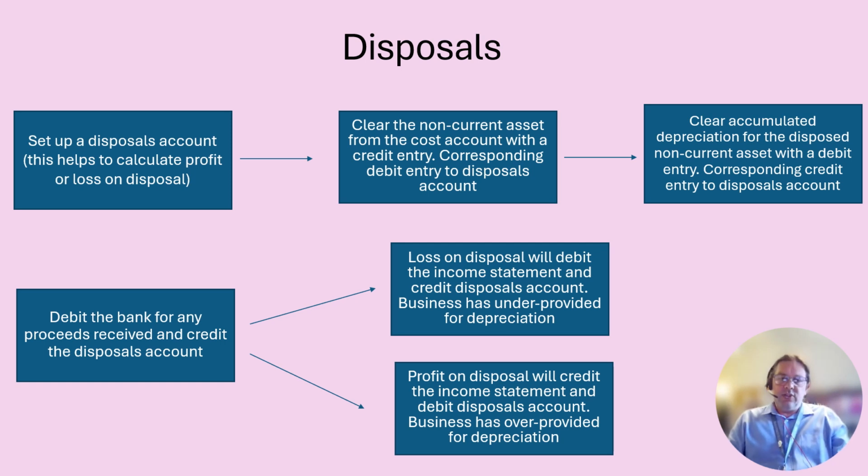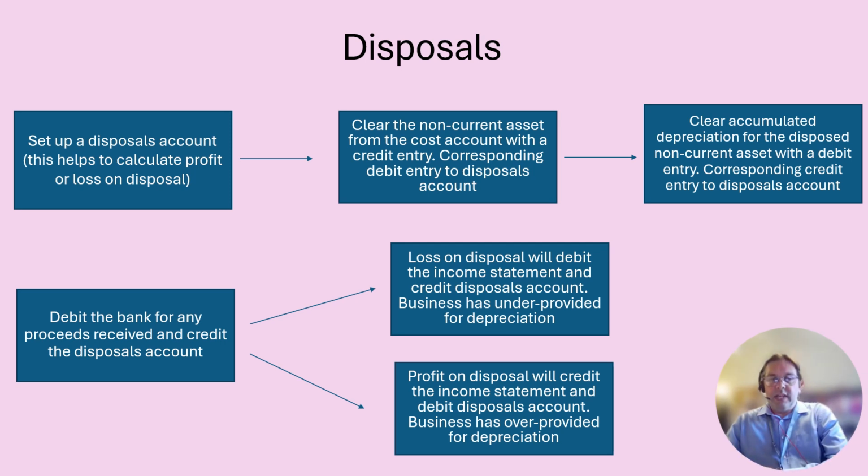The first thing we need to do is clear the non-current asset from the cost account, because we no longer own that asset, so it needs to go. Assets go up on the debit, so we credit the non-current asset account with the label disposals to show that we've disposed of one of those assets. The corresponding debit goes into the disposals T account with the label of whatever the asset would be, vehicles, equipment. Please try not to put cost account. Lots of people have done that, and you're not going to get a mark for it. So we show that we've cleared that type of asset from the accounts.